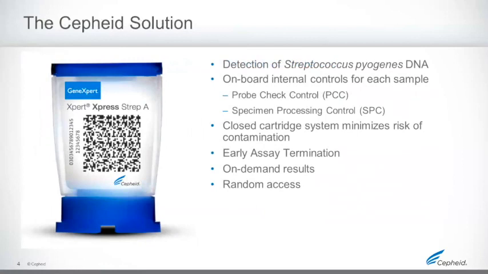The Expert Express Strep A assay detects the Streptococcus pyogenes DNA. There are onboard internal controls for each sample, which includes the probe check control and the specimen processing control. It is a closed cartridge system, which minimizes the risk of contamination. It also incorporates the early assay termination feature. The results are available on demand. And the GeneXpert provides you the flexibility to run different types of Xpert assay tests at the same time, otherwise known as random access technology.